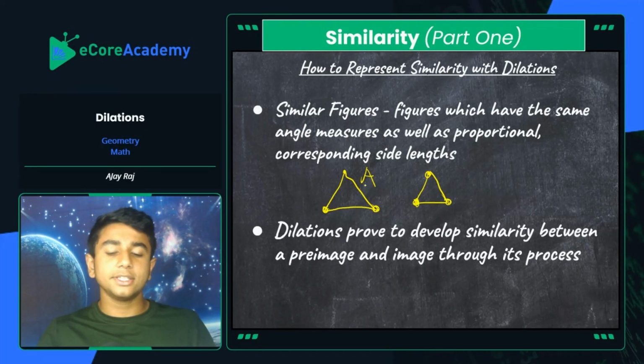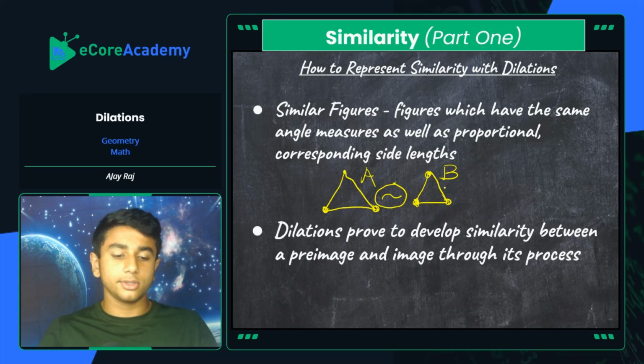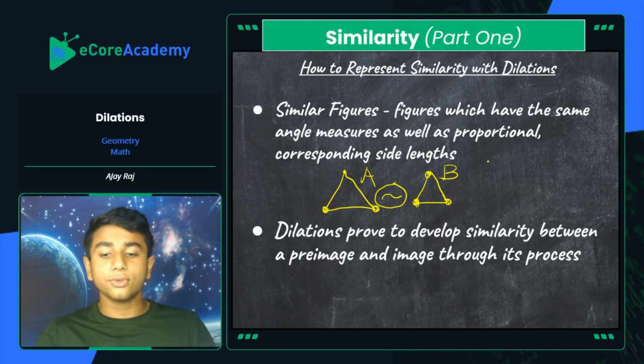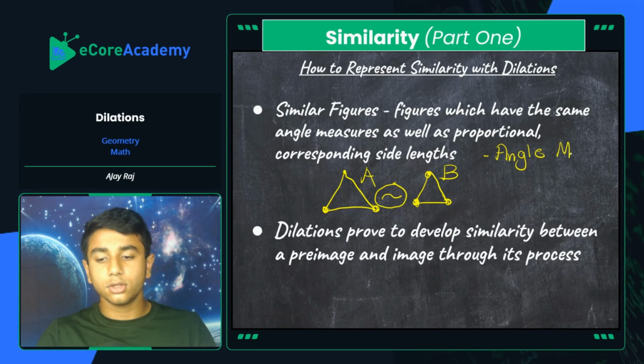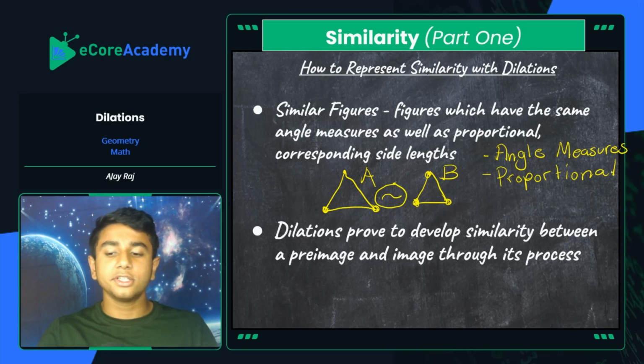Well, the properties that these two triangles have to have in order to represent similarity, and if you don't already know, this is the sign for similarity. It's a little wave or curve that just shows that triangle A is similar to triangle B. In order to prove similarity, you can use similarity properties, which would be to see if they have equal angle measures, and if they have proportional side lengths as well. So those are the two main qualifications if you're just trying to prove similarity.